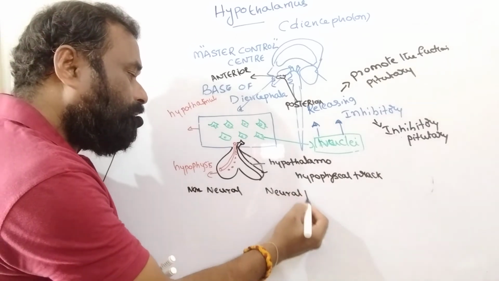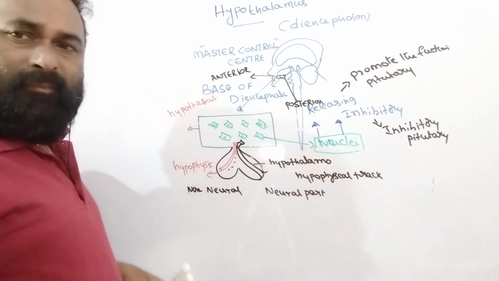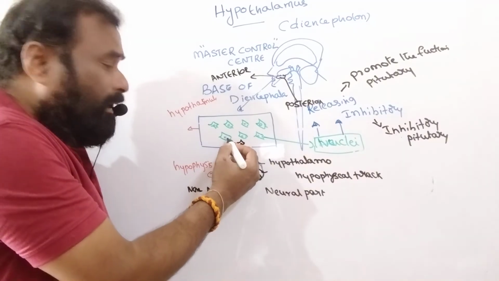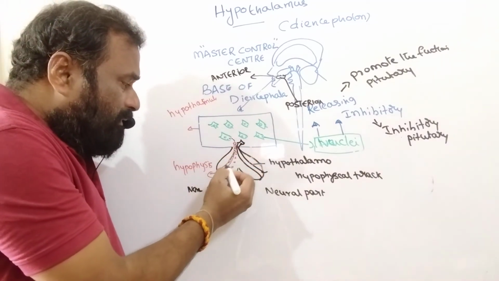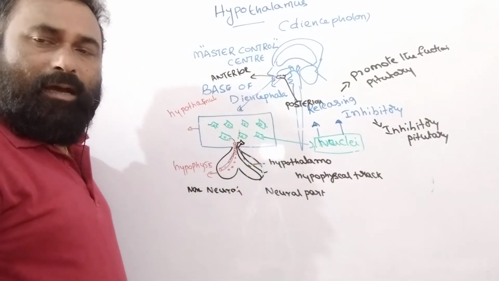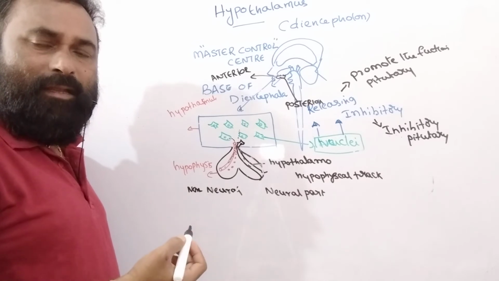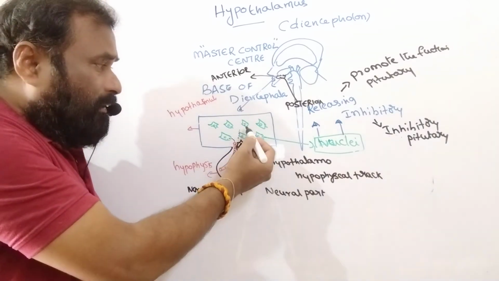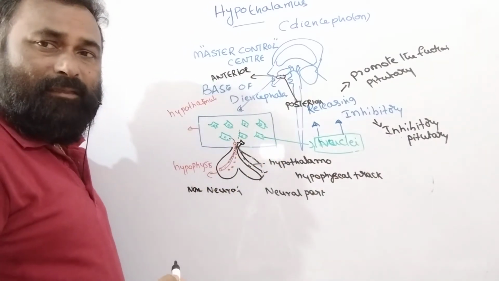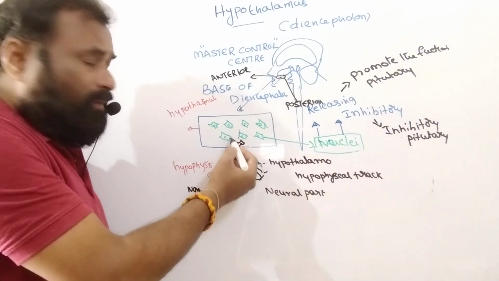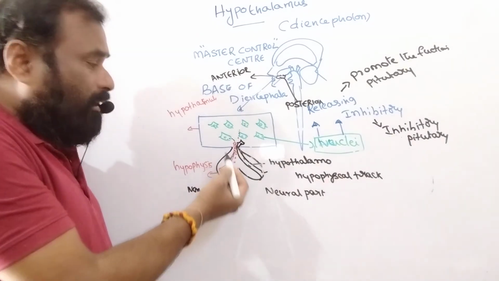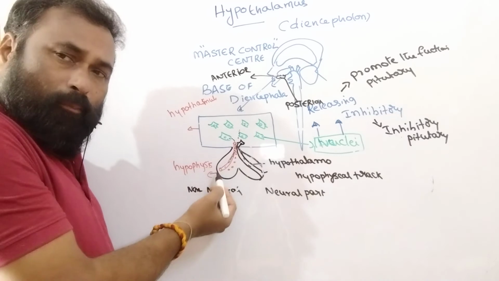Neural part. The substances which are liberated from the nuclei travel this side, like oxytocin and vasopressin, which are synthesized in the hypothalamus and later stored in the pituitary gland. We'll discuss later. Some of the hormones are synthesized here, like oxytocin and vasopressin. They travel to the tract. They do not travel to the portal system. The releasing hormones and inhibitory hormones are moving through the portal system.